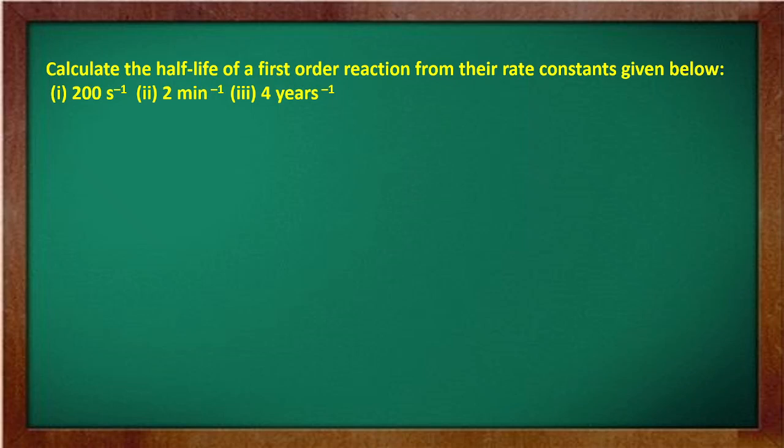One more question is there. Based on that, now we have to calculate the half-life of a first order reaction from the rate constant which is given below. So how do we calculate the half-life for a first order reaction? If you go to the previous section, you will find that the half-life of a first order reaction is given as T half is equal to 0.693 by K, and these are the values which are your K values.